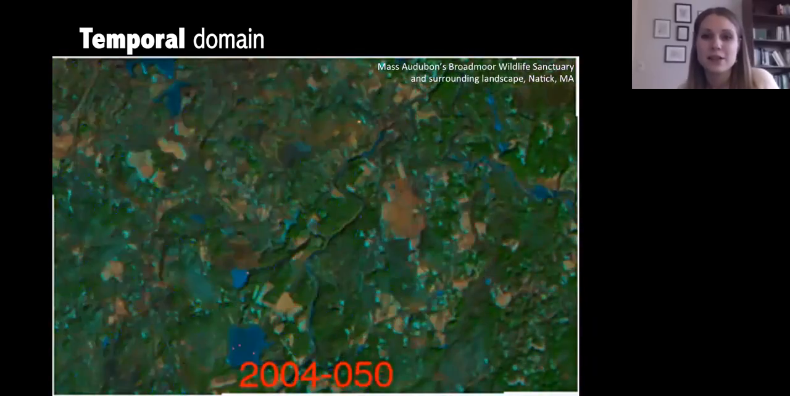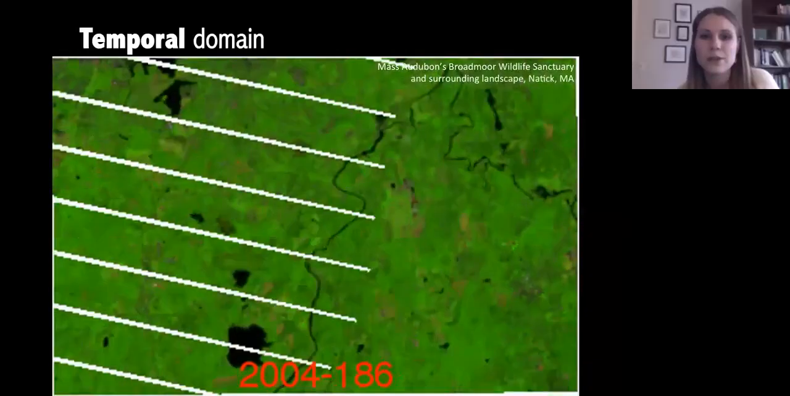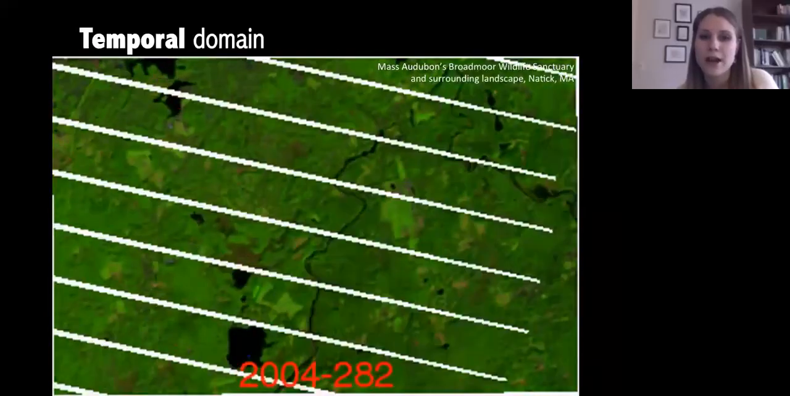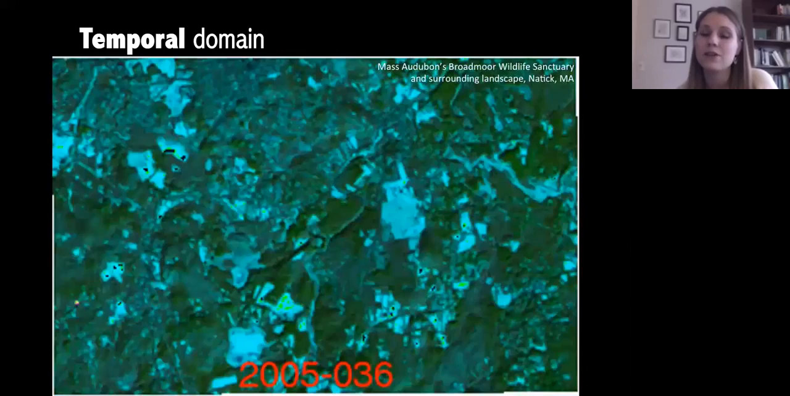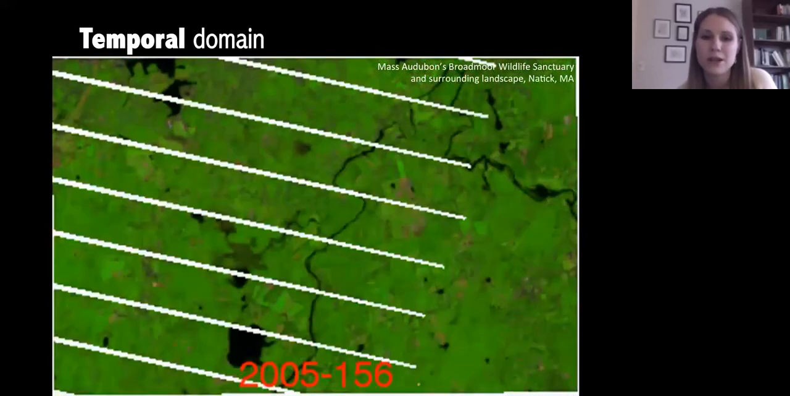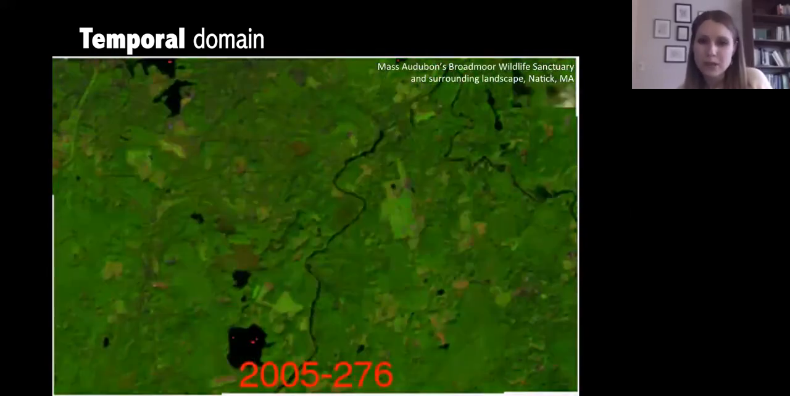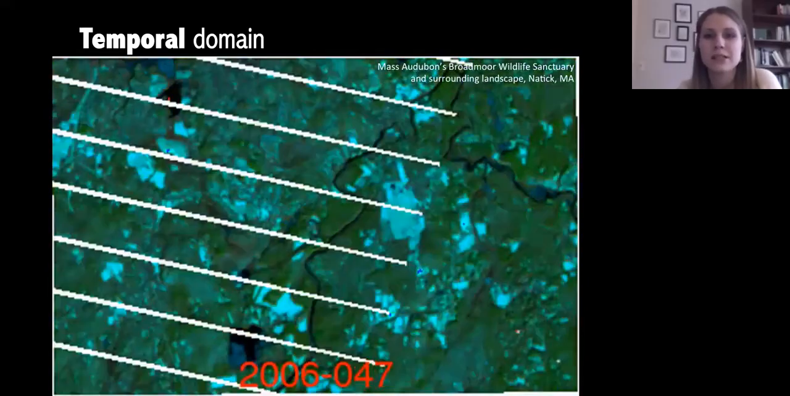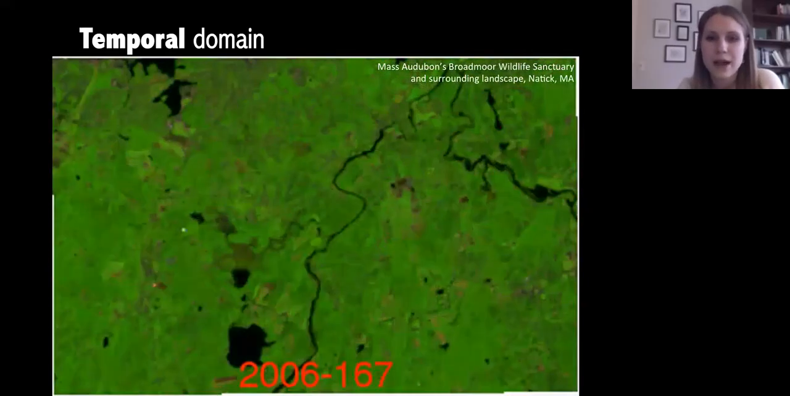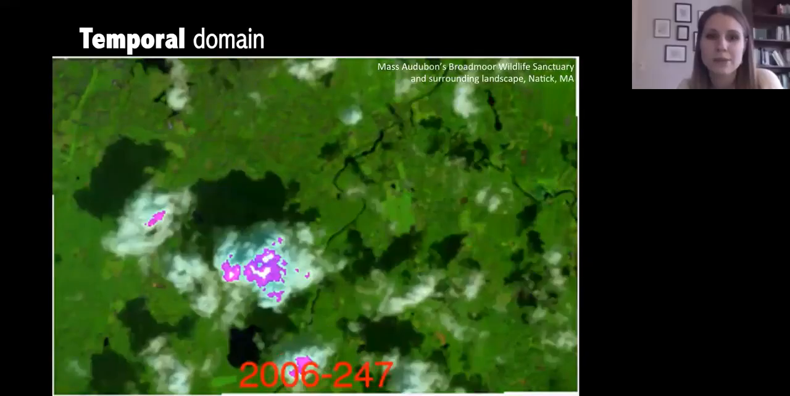And as we get into these later images, we'll also see those white stripes showing up. Those are artifacts from the Landsat 7 scanline corrector failure, which occurred in about 2003. And again, with our time series analysis, we've been able to deal with those gaps in new ways than have been done in the past.